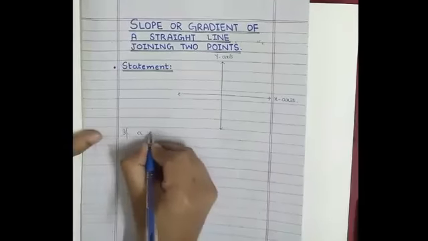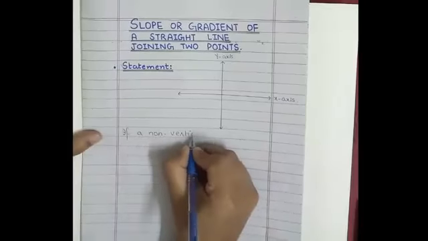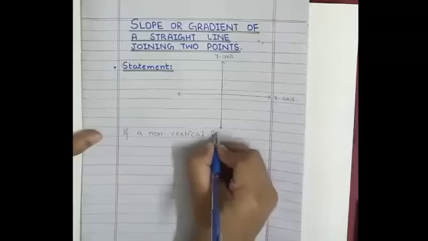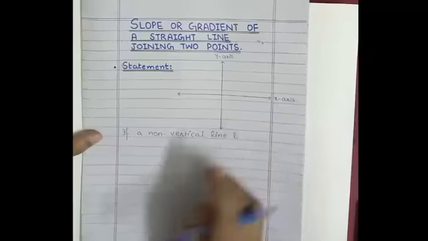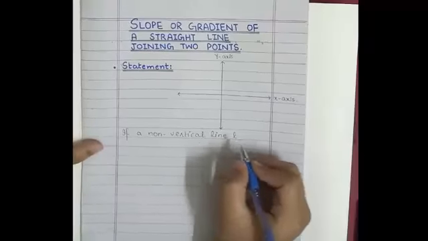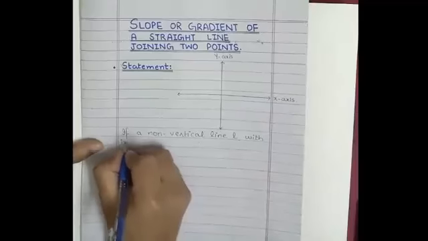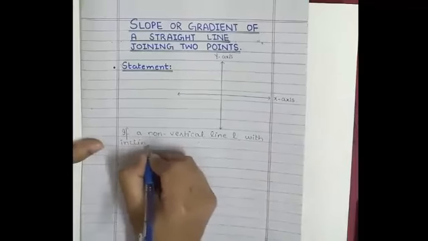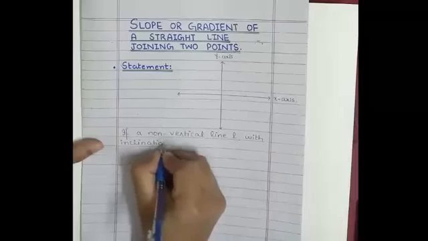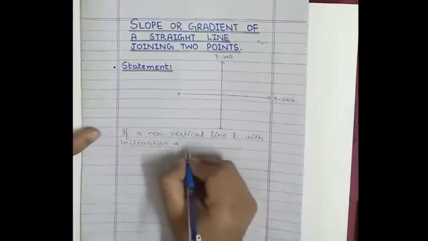If a non-vertical line L with inclination alpha passes through 2 points.